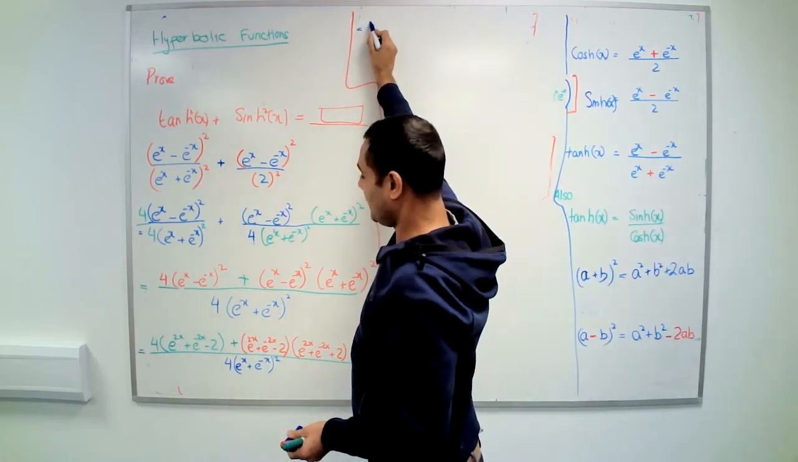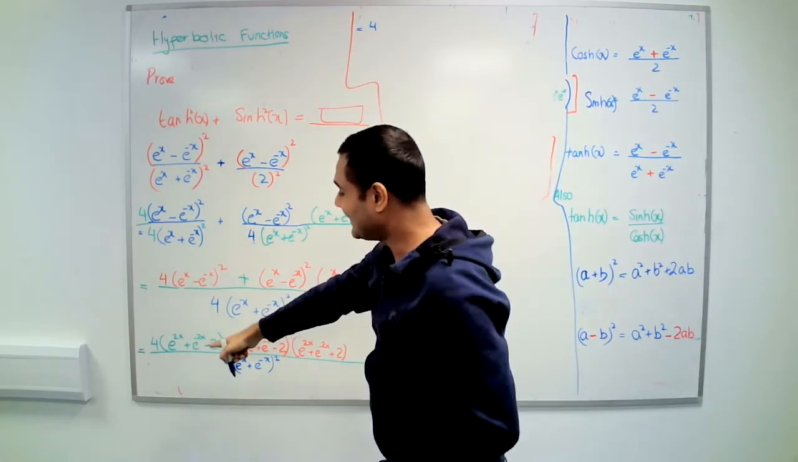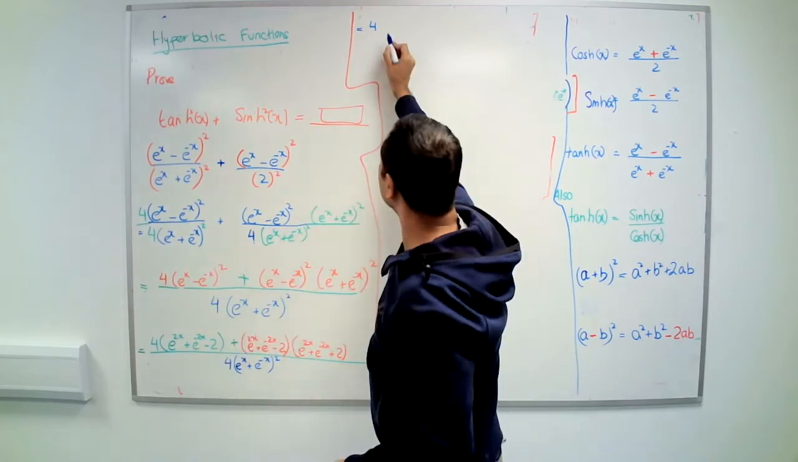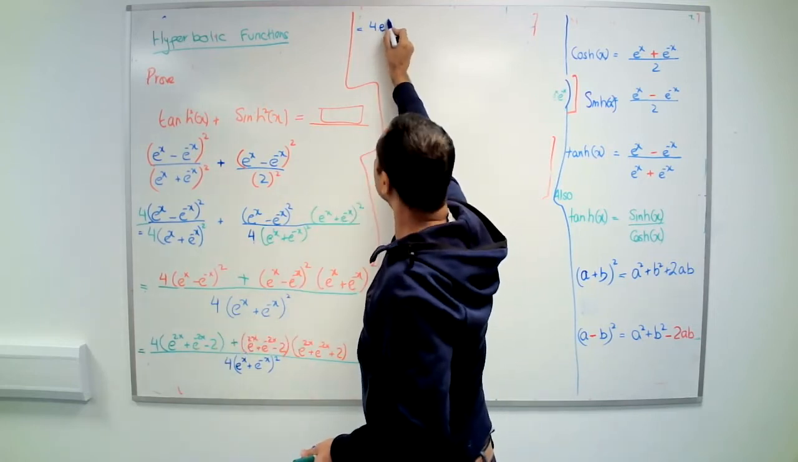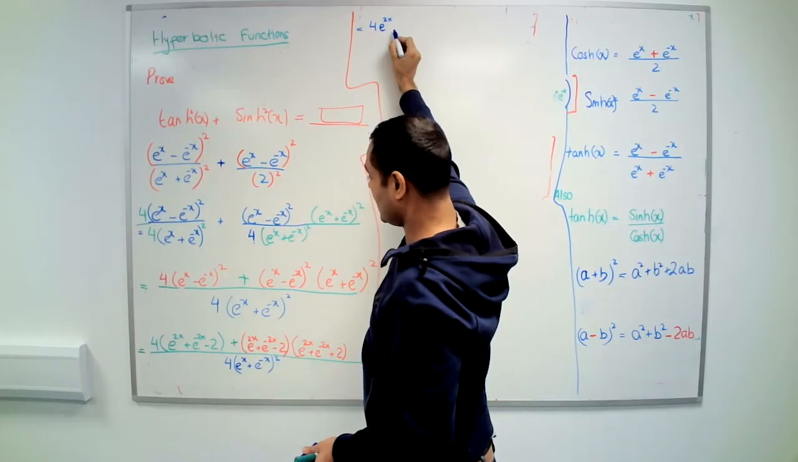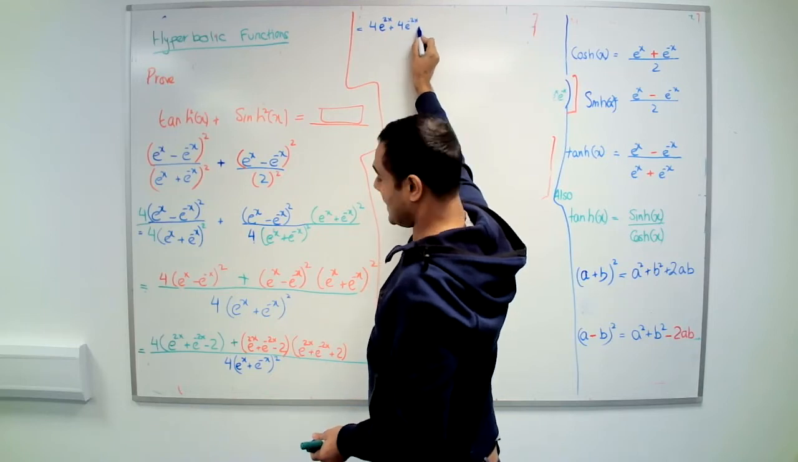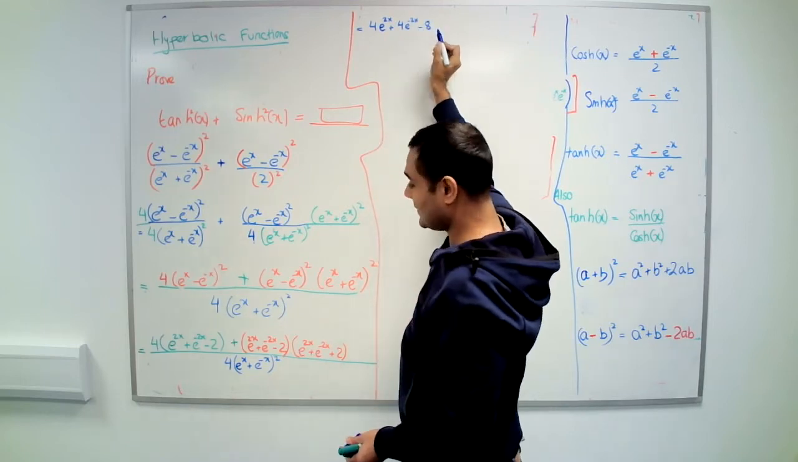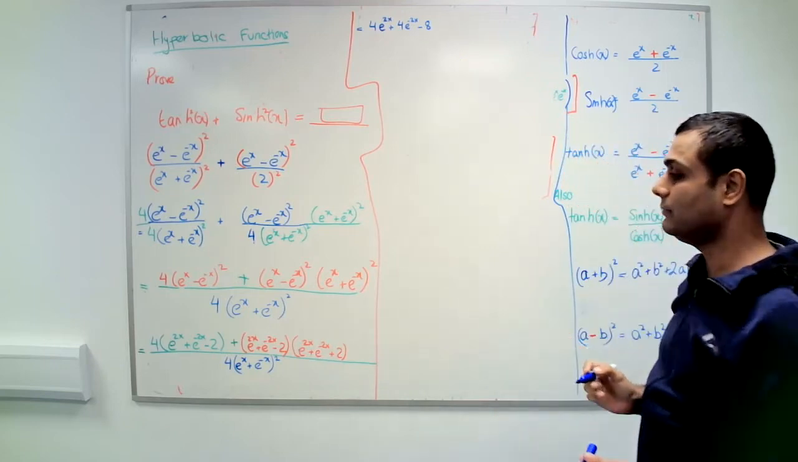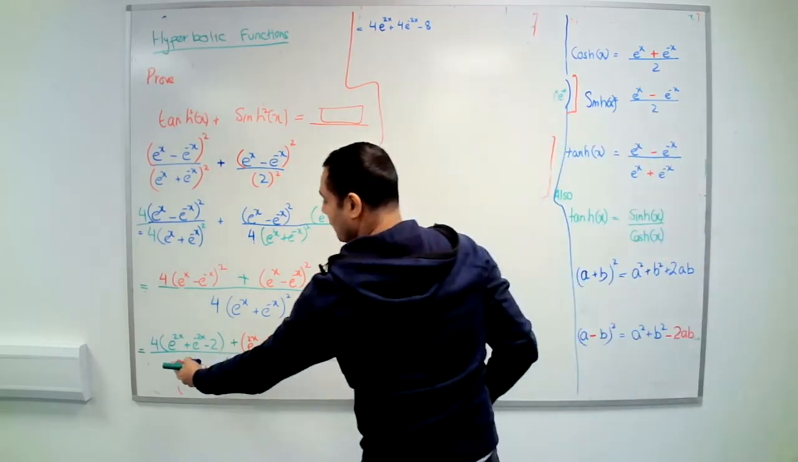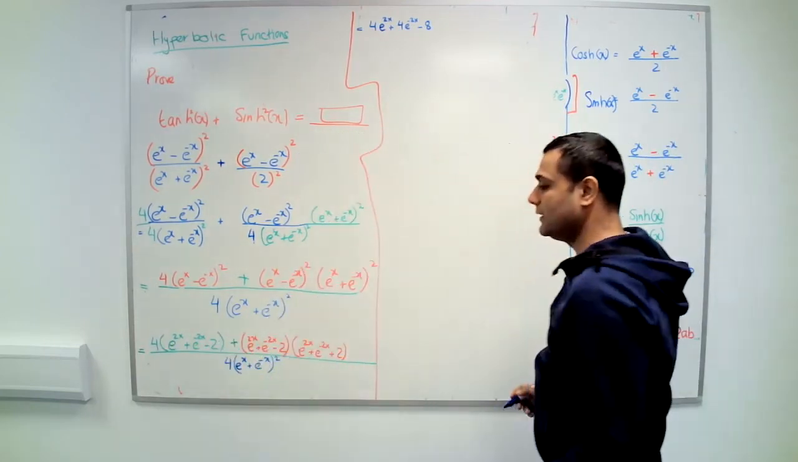The top one will be 4. If I multiply that inside, which I can, 4 e to the 2x plus 4 e to the minus 2x minus 4 times 2 is 8. I can do that one. So I just multiply that green bit, 4, with everything.